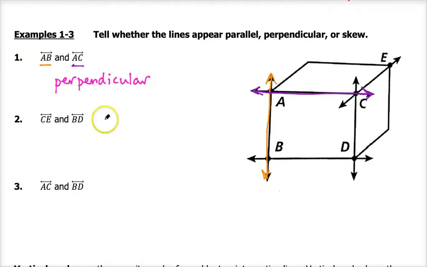Okay, number 2, we have line CE, which is this line here, and then we have line BD, which is this bottom line here. These lines are not intersecting, and this is another example of two lines that are not in the same plane. You can think of this green line as being above this blue line here. They're not going to intersect, but they're not in the same plane, so we call them skew lines.